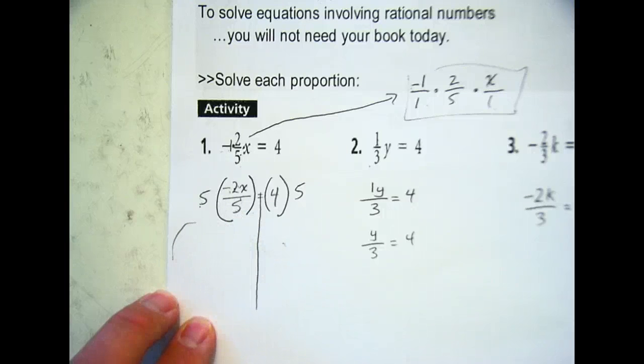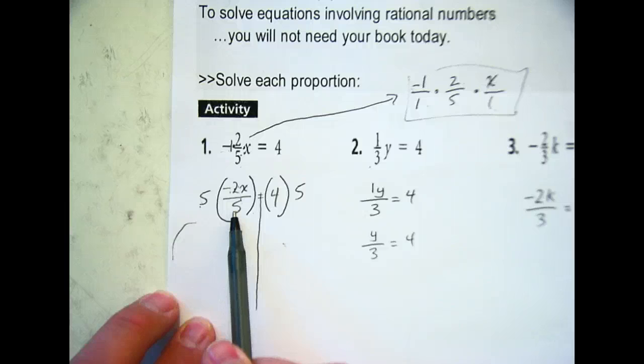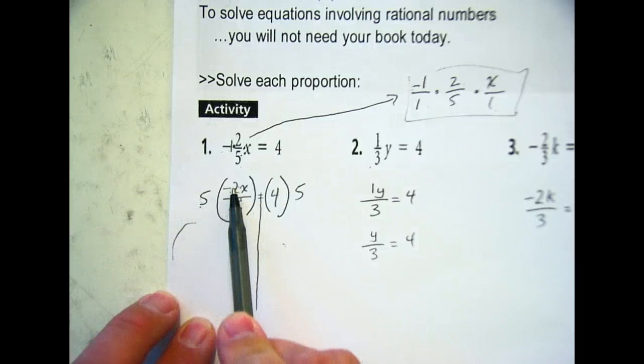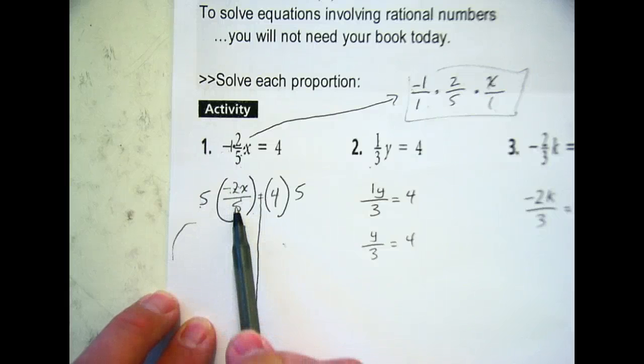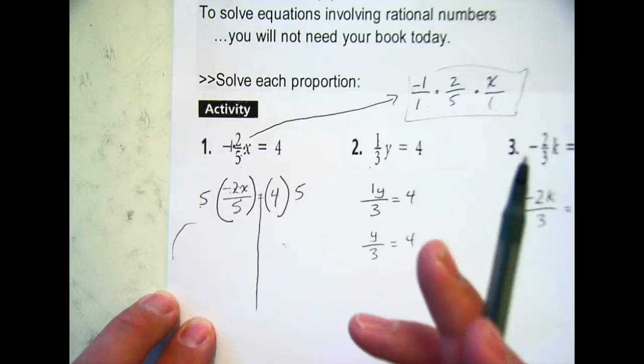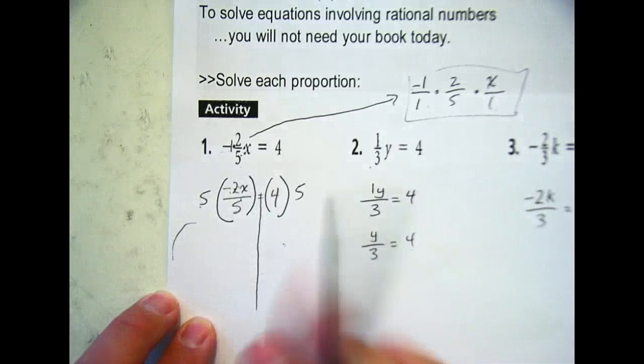Annalise? Divide. This times this divided by this. If I multiply 5 times negative 2, what do I get? Negative 10 divided by 5. Negative 2. Yeah, if I multiply, now I see 4 of you with your calculator. Put the calculator away. Okay?